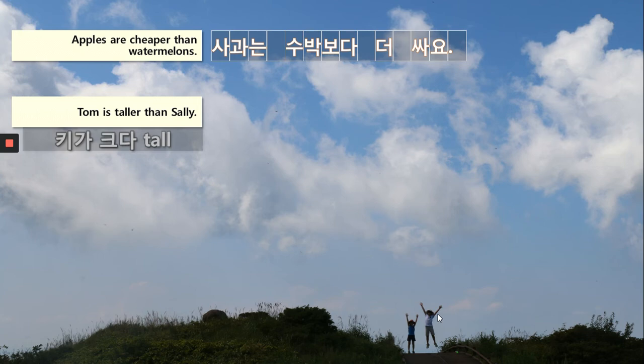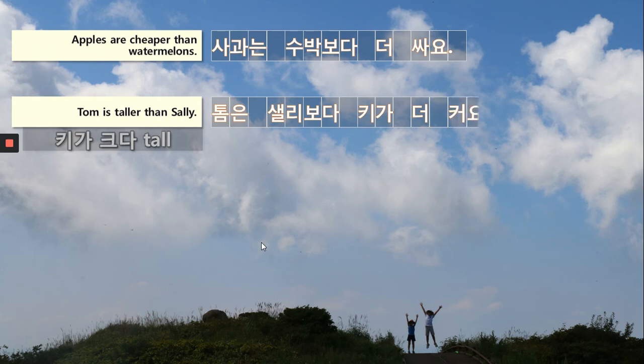Tom is taller than Sally. Tall in Korean is 키가 크다. Here 키 is height, and this 가 is a complement marker. Of course, you can say it's a subject marker, which is also okay, but complement marker is better. 크다 means big, so that means height is big. Tom's height is big. So Tom, and topic marker, 톰은, then Sally, and then 보다 and 더. 키가 크다, 키가 더 커요. 톰은 셀리보다 키가 더 커요.